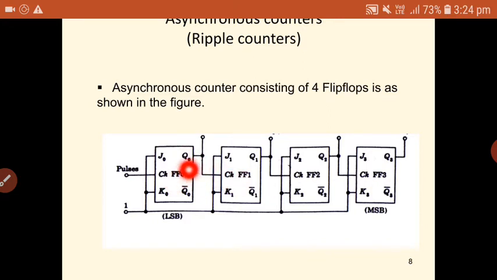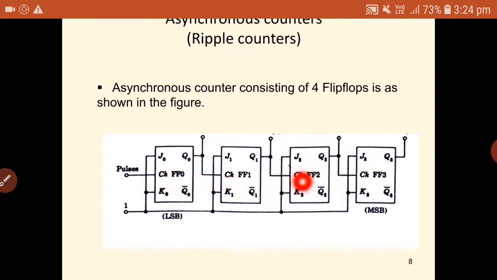So whatever output is generated at the output of FF0 will be given as clock input for the next flip-flop. Similarly, whatever output is generated from FF1, that is Q1, is given as clock input for the next flip-flop, that is FF2. And whatever output is generated at FF2, that is Q2, is given as clock input to the FF3 flip-flop. So this is nothing but an asynchronous counter.